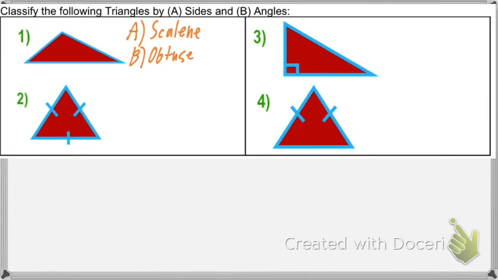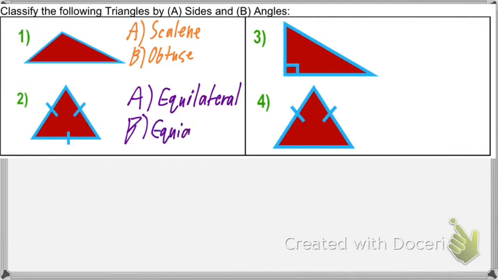Let's look at number 2. Elizabeth, what did you classify number 2 by the sides? Equilateral. I agree with you. We know all sides are congruent because they're marked to be so. So if all sides are congruent, we know it's an equilateral triangle. What's that automatically tell us? What kind of triangle is that, Quentin? Equiangular. How about everyone say equiangular with me right now? Equiangular. Say it one more time. Equiangular. Okay, good.